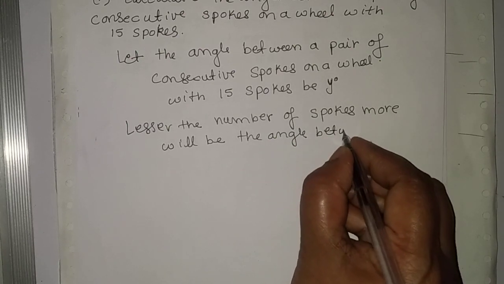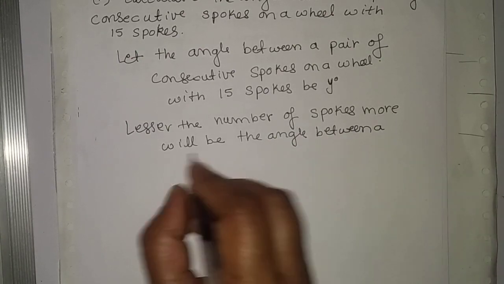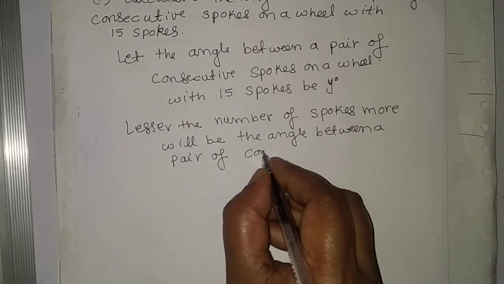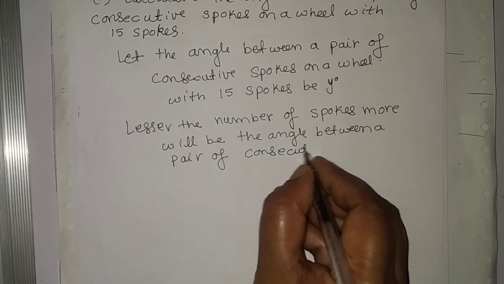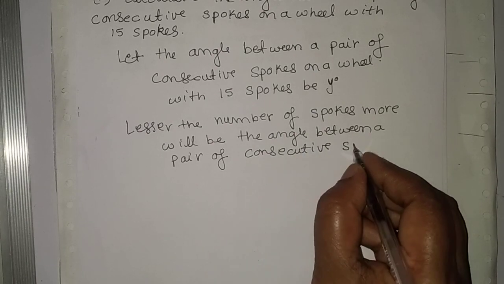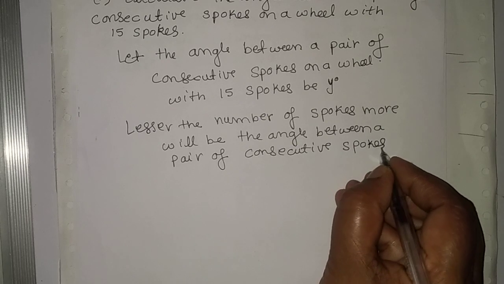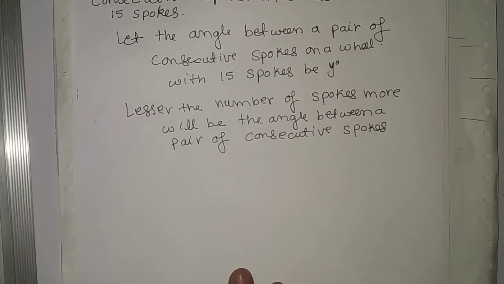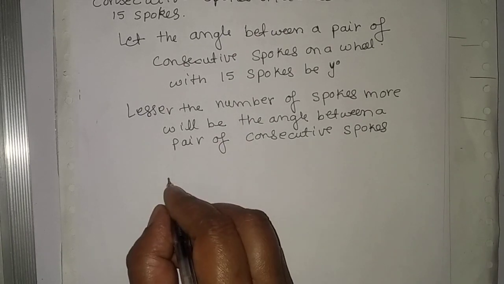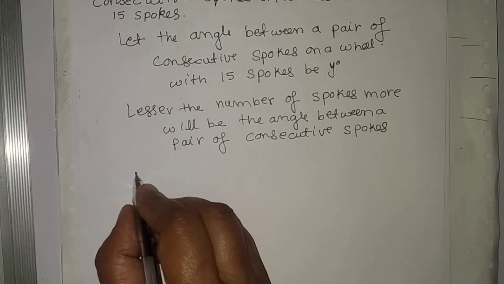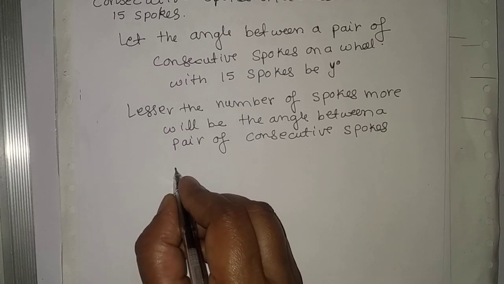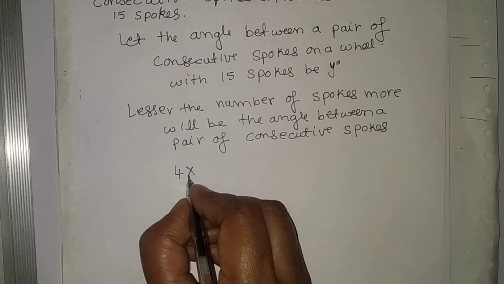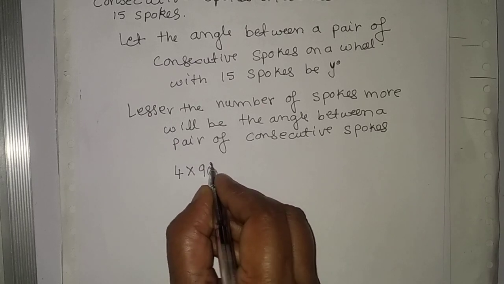The angle between a pair of consecutive spokes. So as the spokes increase, the angle between the pair of consecutive spokes increases. So in this case we have to take the first, initial value in the table, 4 into 90.